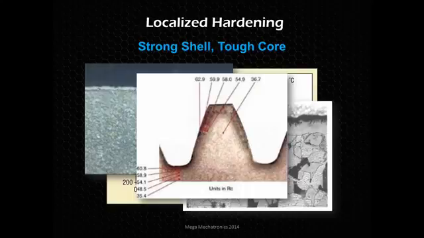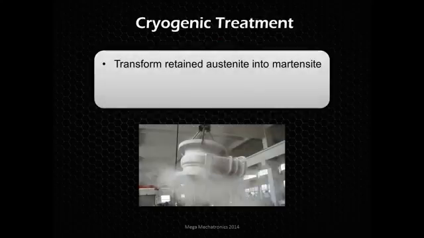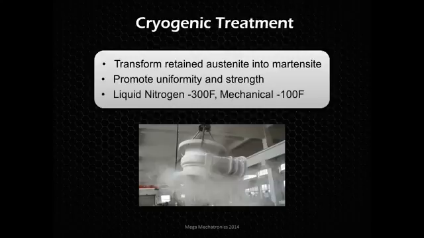Cryogenic treatment, we did touch on this. It transforms the retained austenite into martensite, and this will help promote the uniformity and strength. So liquid nitrogen, you're looking at about -300 F, and the mechanical, like, super refrigerators can even get down to about -100 degrees.